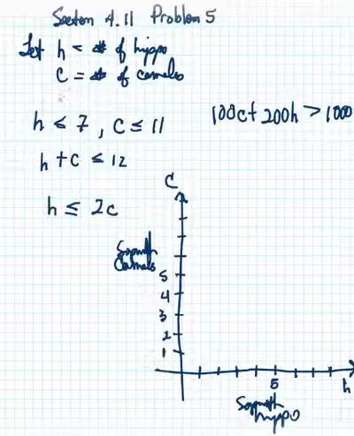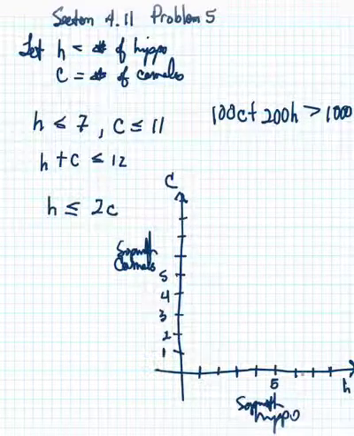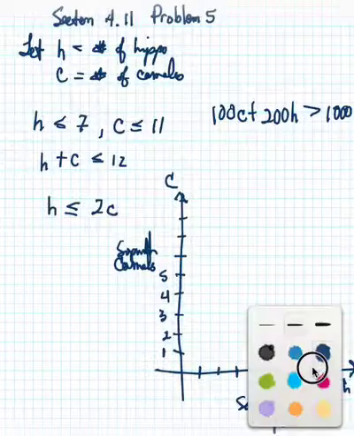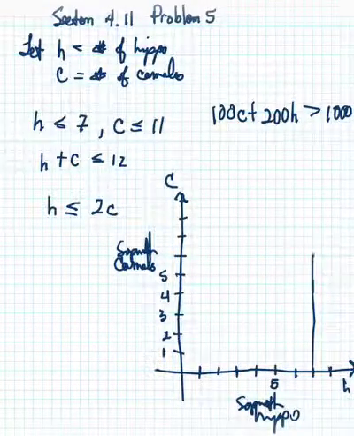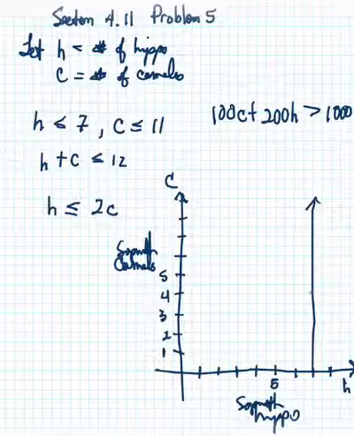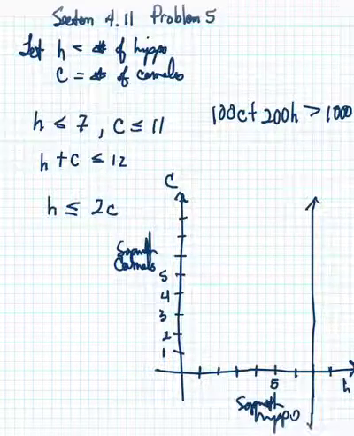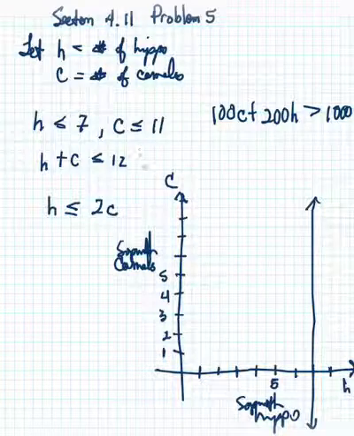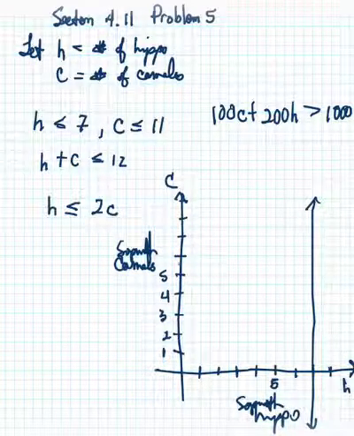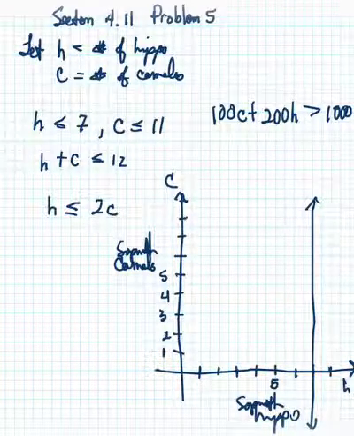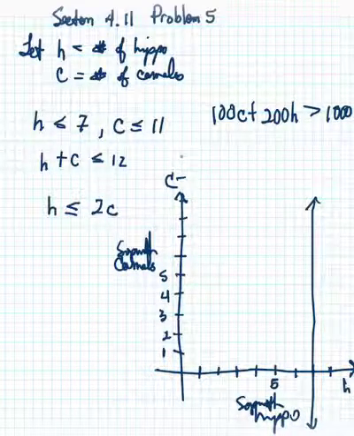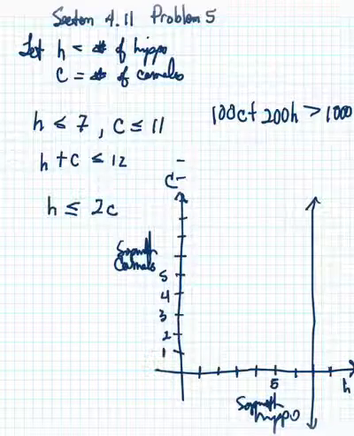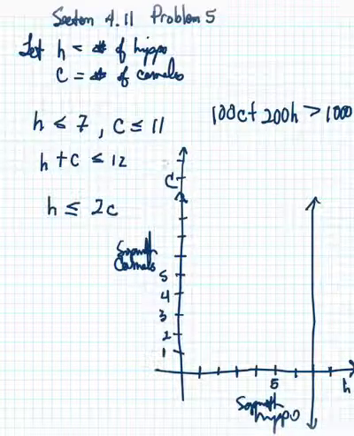All right, now the hippo has to be less than or equal to 7. I think last time I forgot to dot one of my feasible regions and that messed me up. But it can be equal to, so let's do that. And it has to be less than or equal to 11 over here. So 5, 6, 7, 8, 9, 10, 11. So if I come up over here, okay.